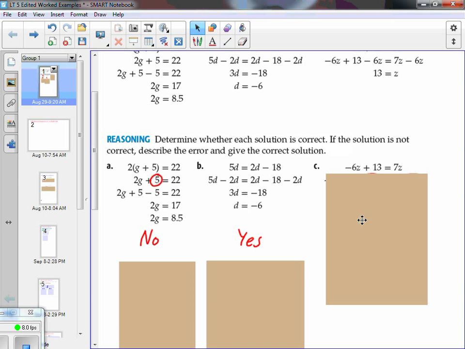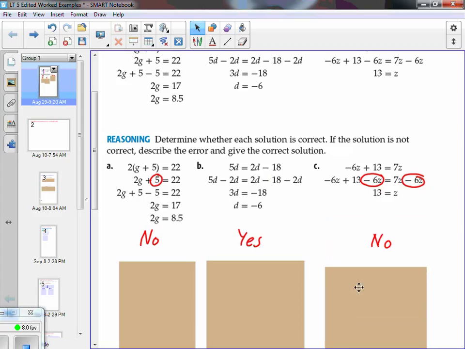Let's look at C. What would you do first? I'd add 6Z to both sides first. They subtracted, and that won't work. Because on the left side, if you actually do the math for what they wrote down, negative 6Z and another negative 6Z is not 0, it's negative 12Z. That's why it's got to be adding 6Z to both sides. So they can't get it correct at that point. They messed it up. So no, and I think they tried to do the right thing. They just subtracted when they should have added.